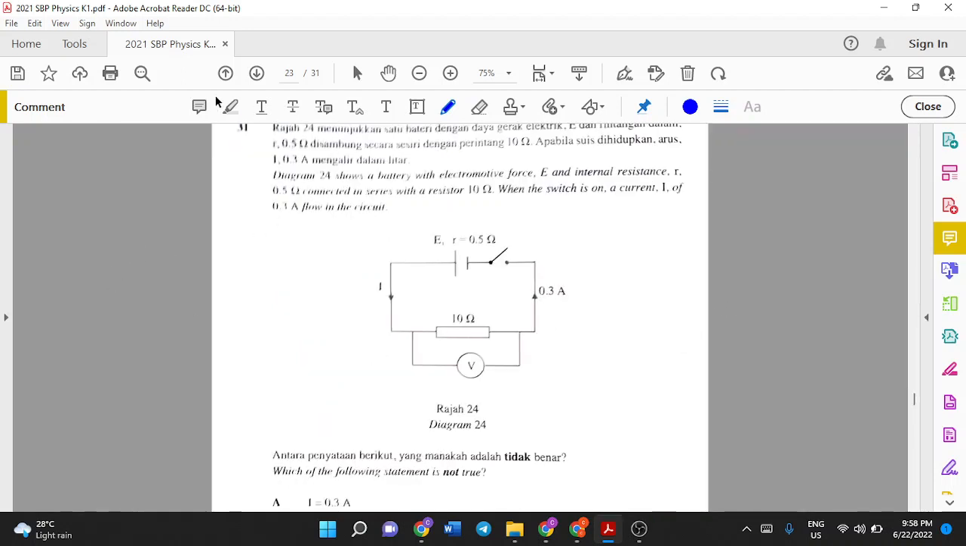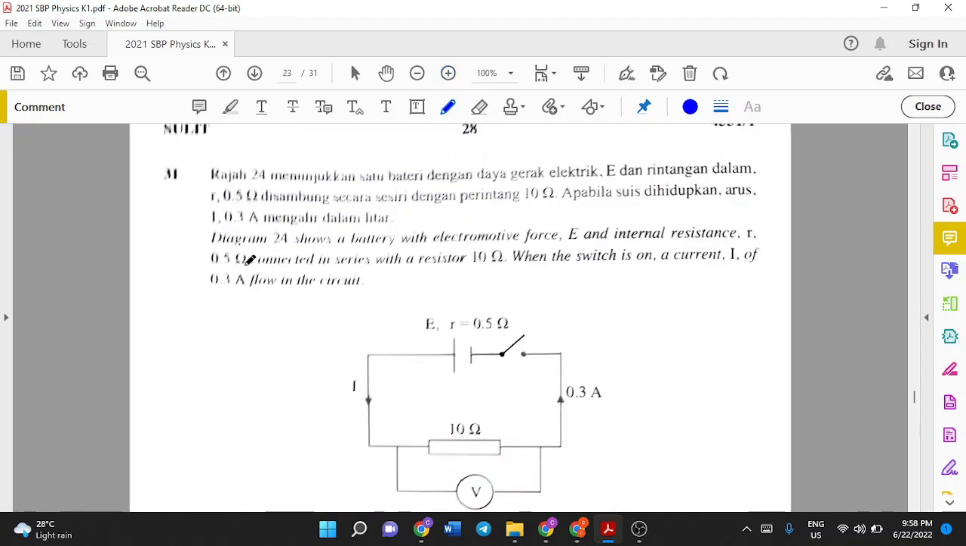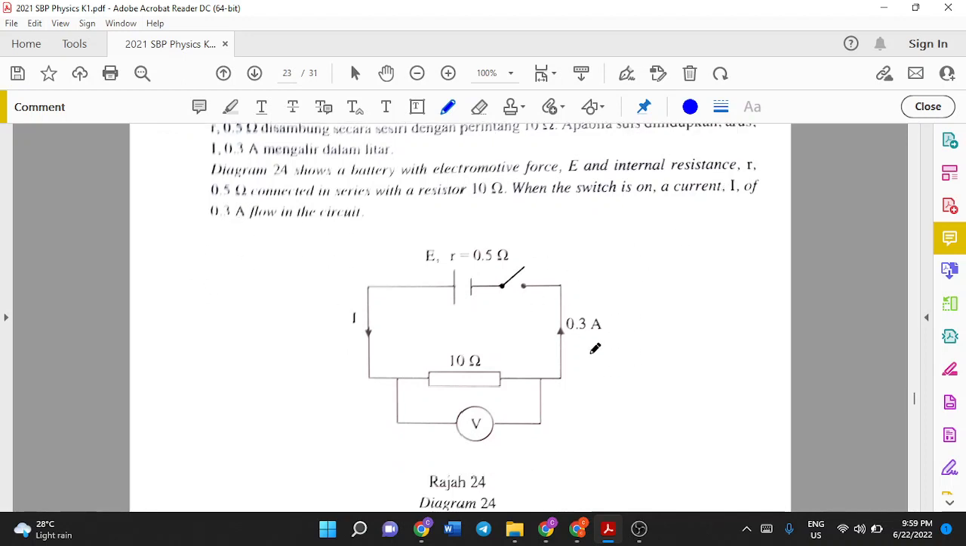So let's continue with our physics paper 1 SPB 2021. Alright, so we have question 31. Diagram 24 shows a battery with electromotive force E and internal resistance r, 0.5 ohm. Okay, our internal resistance is 0.5 ohm connected in series with a resistor of 10 ohm. Okay, when the switch is on, a current I of 0.3 ampere flows in the circuit.